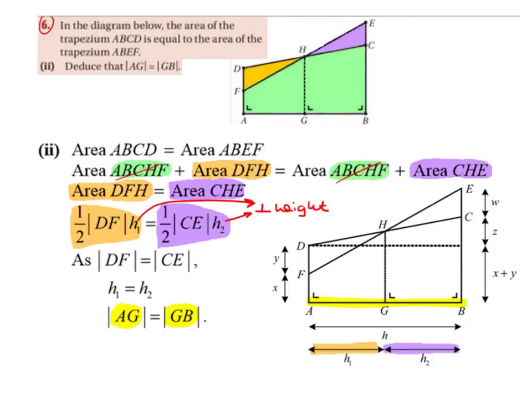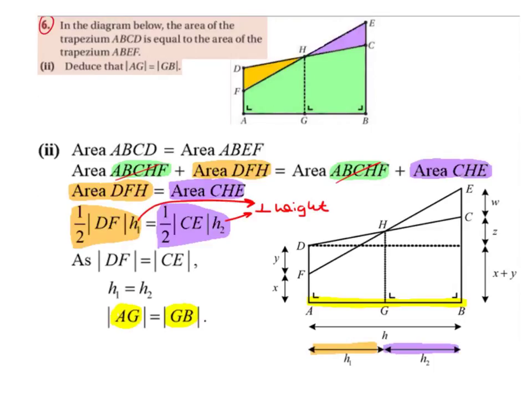So we can actually break down the shape ABCD into this green shape and the yellow shape added together. ABCHF is this green shape, and then DFH is this orange triangle. So the two of those added together, the green shape and the orange shape, give us the shape ABCD.